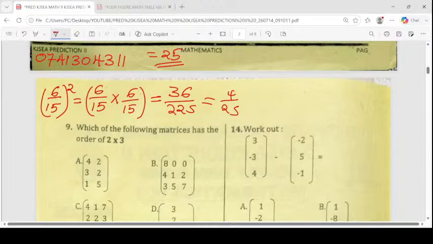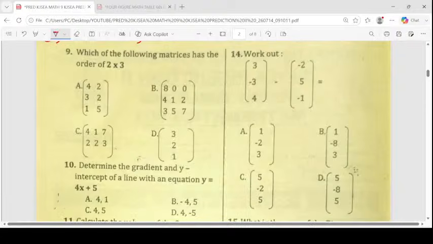Let us look at question number 9. We are being told, which of the following matrices has the order 2 by 3? You remember when you talk about the order of the matrix, it means how many rows? It is normally the number of rows times the number of columns. So this means we are looking for a matrix which has 2 rows and 3 columns.